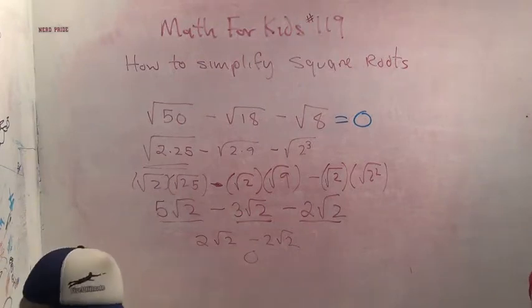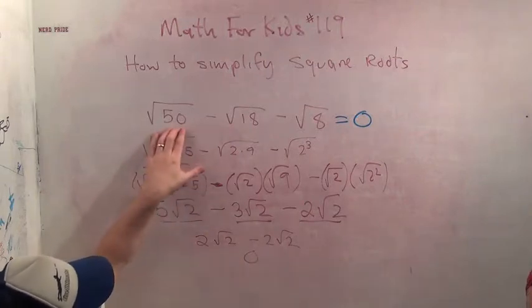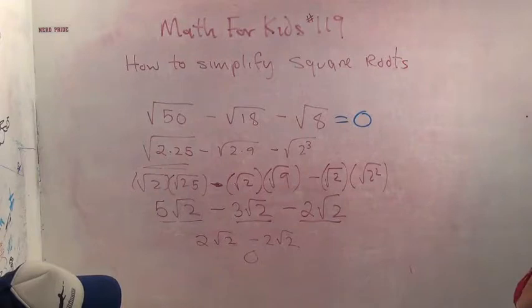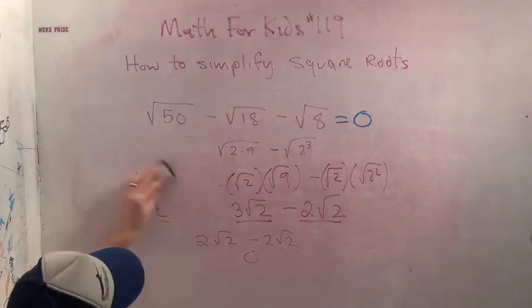It's pretty good for not having ever seen how to do a problem like this before. Were you surprised that the square root of 50 minus the square root of 18 minus the square root of 8 equals 0? Let's see if we can figure out maybe a little bit why that's true. Just take one extra minute.